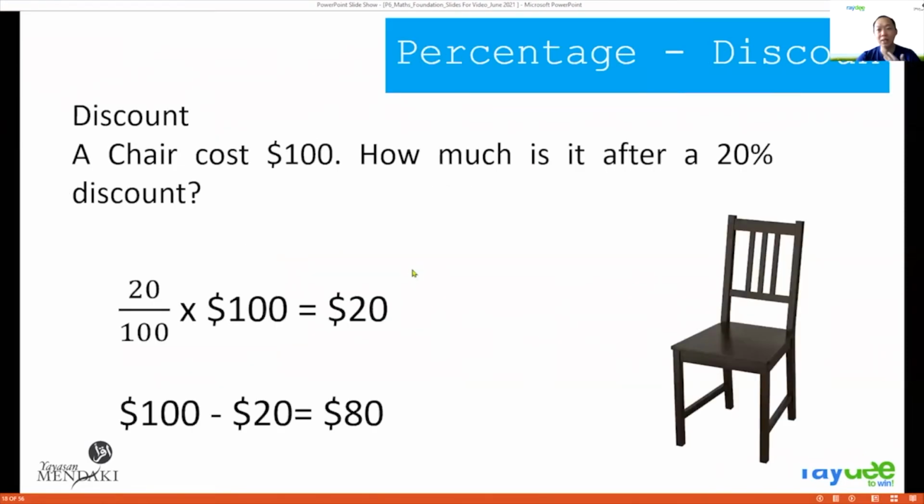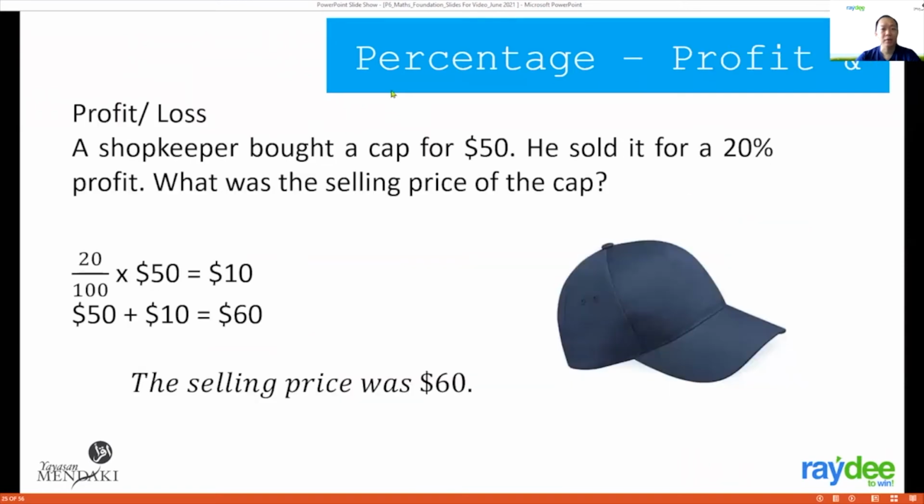The other thing they need to understand is discount. They need to understand that for a discount, you must find the percent, then you take away that discount from the price of that object. So the chair costs $100. How much is it after a 20% discount? So it's $80.